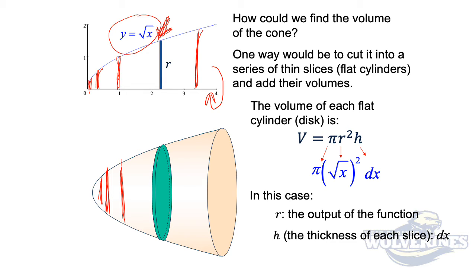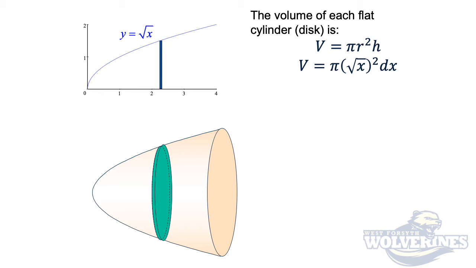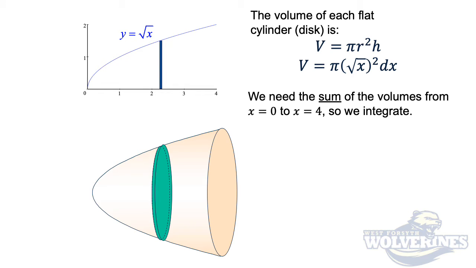Okay, so every individual slice along the way is going to be one of those pi root x squared dx's. Okay, but we have a lot of them, right? We just said we have infinitely many of these. So if each one of these is pi root x squared dx, and we want to put all of them together, then we need the sum of all of these volumes from 0 to 4.